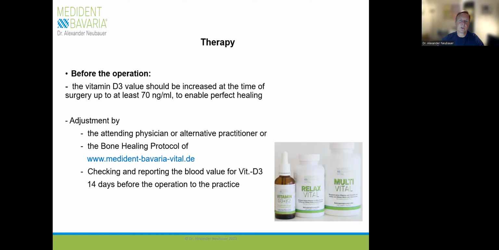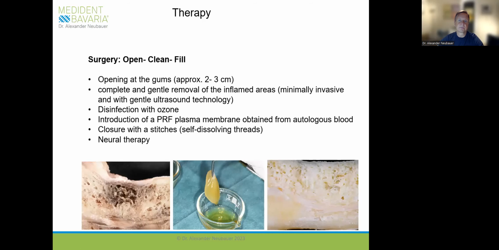And this is very important because we need the vitamin D to build new bone, to let new blood vessels grow inside the hole where the tooth has been before, in order to avoid any infection and in order to create new healthy bone at this place. So when the vitamin D is perfect, then you can come to our clinic and we perform the surgery. The surgery actually has 3 steps: we have to open the area, we have to clean it, and we fill it.